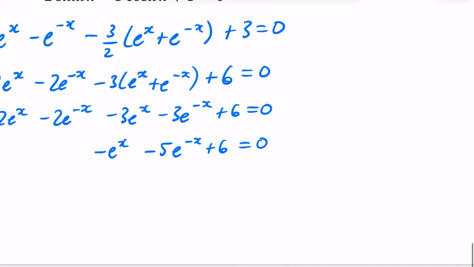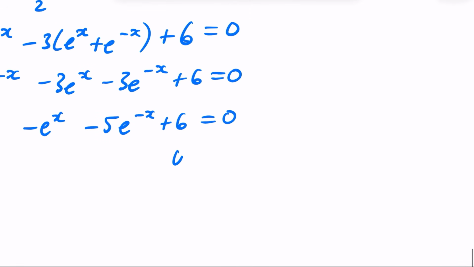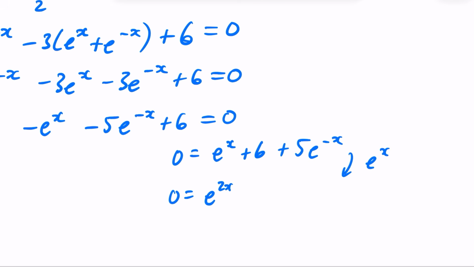I want it to look kind of like a normal quadratic, so I'm going to put some stuff onto the right-hand side. There'll be my e to the x, there'll be my plus 6, and there'll be my plus 5 e to the minus x. When I times everything by e to the x, I get e to the 2x plus 6 e to the x plus 5. So I can go straight in. I can factorize it, but it's pretty obvious what this is going to be. But I'm going to just use the equation solver for this.